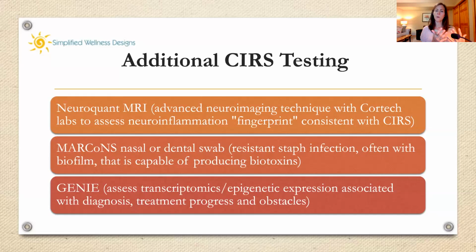So having this MRI done can be very confirming that, yes, your brain looks like a mold brain on imaging, and it is fixable. It does not look like an Alzheimer's brain, or it doesn't look like the brain of somebody with maybe a TBI. This looks like a CIRS brain, and we can fix this.